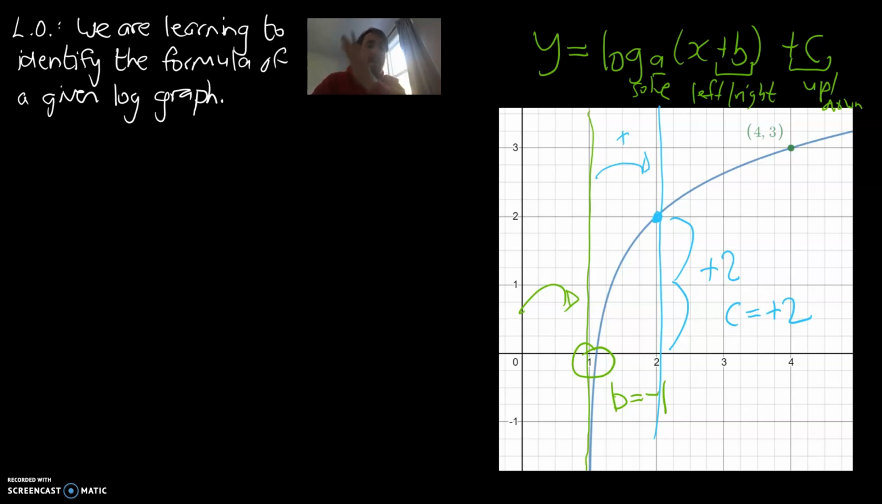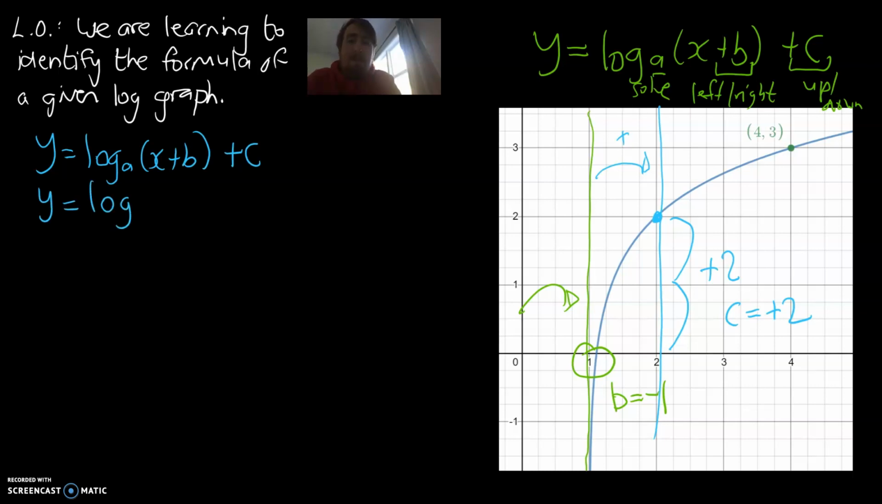Hopefully that makes sense. So we're using the asymptote, and then we're moving the asymptote along 1 to identify our reference point to figure out the height, how much it's been moved up or down. So let's get that into our formula. y is equal to log base a of (x plus b), and then plus c at the end. We know that b is going to be negative 1 and c is going to be positive 2, so let's put those in. y equals log base a of (x minus 1), and then c becomes plus 2.